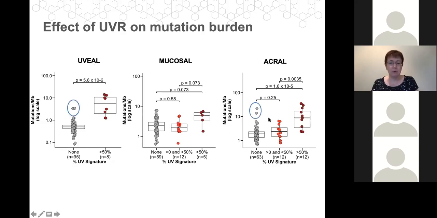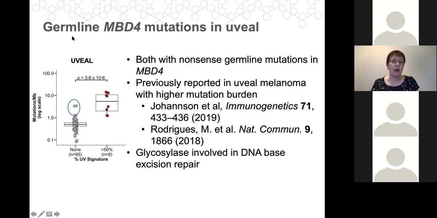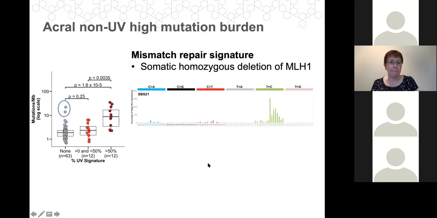However, there still are a couple of tumours in each of these, and there are explanations for these ones as well. So in the uveal, both of these tumours have germline MBD4 mutations. So they have nonsense germline mutations. And these mutations have also previously been reported in uveal melanoma and in tumours that have a high mutation burden. MBD4 is a glycosylase involved in DNA base excision repair. So loss of function results in lack of repair of mutations.